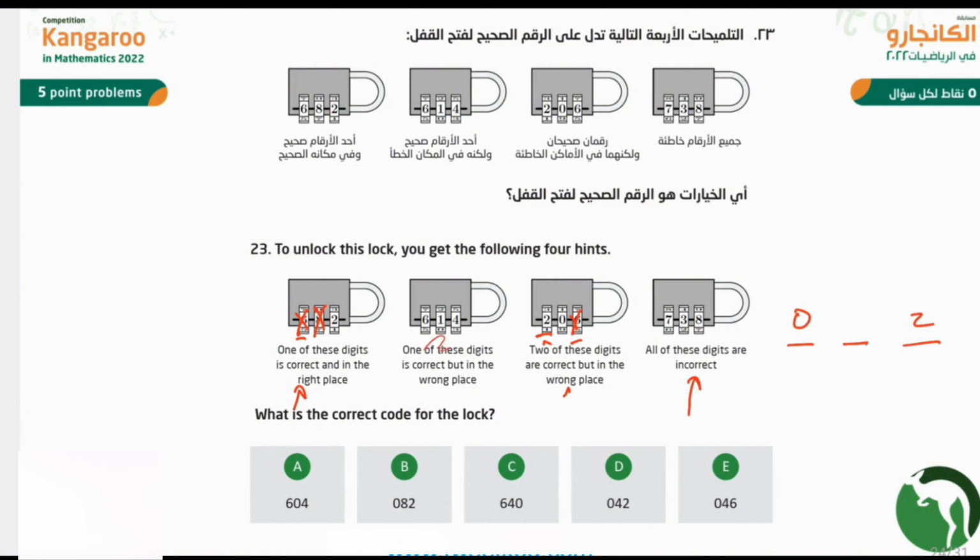So if we look here again, one of these digits is correct but in the wrong place. So 1 cannot be the correct one, because if we assume that 1 is the correct digit, we should place it here or here, and these two places are already taken. So 4 is the correct number and 4 should be placed in the middle. Now 0, 4, 2 is the correct answer and D is the correct answer.